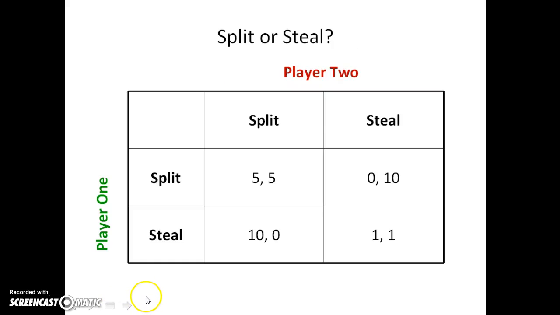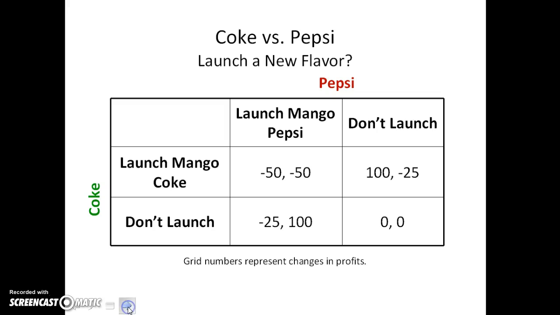So this is the scenario that I would use with students. The numbers in the grid represent how many Starbursts they can share. So they can both pick split and they get to split the Starbursts evenly. They can both pick steal and they each just get 1. But if one player picks split and the other picks steal, the steal player gets to have all 10 of the Starbursts. So it's kind of a fun activity to do with students to help them see how they behave and how their opponents behave in class.